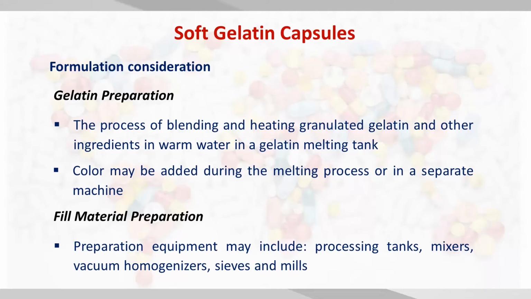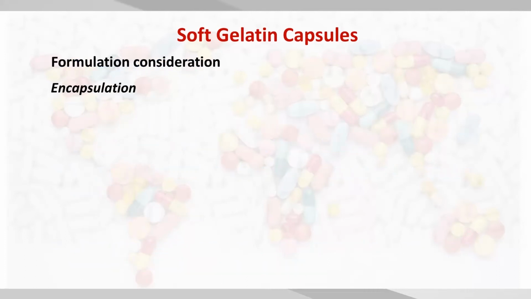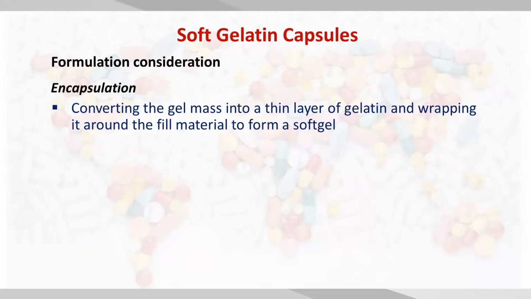The next step is fill material preparation. The preparation equipment may include processing tank, mixer, vacuum homogenizer, and sieves and mills. So, we prepare gelatin solution and fill material separately. Afterwards, we combine them by the next process, which is called encapsulation, converting the gel mass into a thin layer of gelatin and wrapping it around the fill material to form a soft gel.